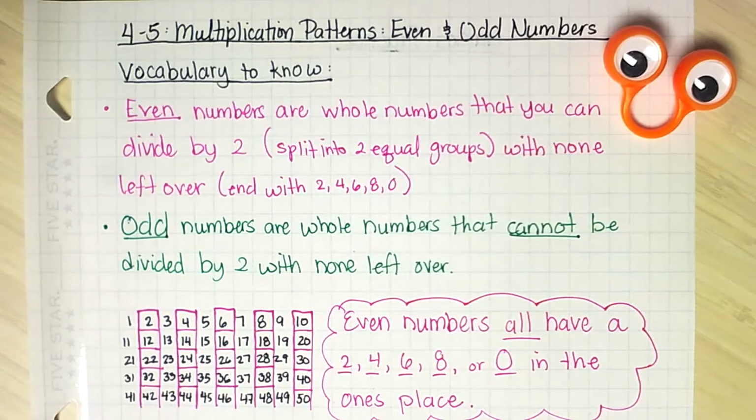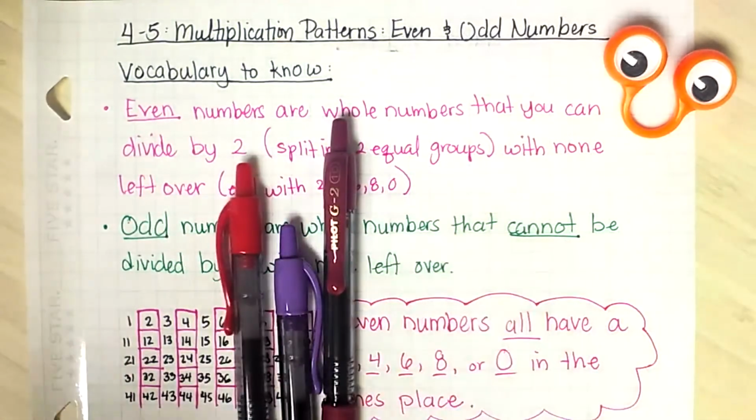Even means you can take the whole number and split it into two equal groups and not have any extra left over. Odd numbers cannot be split into two equal groups. So think about if you have the number 5. So I'm going to get 5 of my pens.